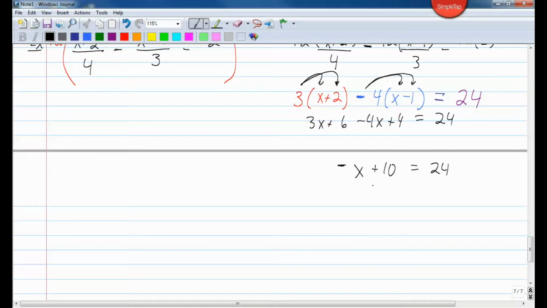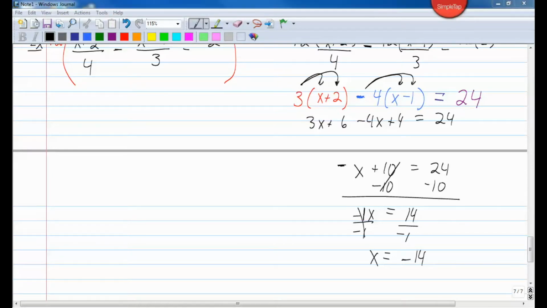All right, and so I say minus 10, minus 10. So negative x equals a positive 14. And then I don't want to know what negative x equals to. That's actually a negative 1x. I want to know what 1x equals to. So to make that a positive 1x, I divide both sides by negative 1. So x equals 14 divided by negative 1, which is negative 14.